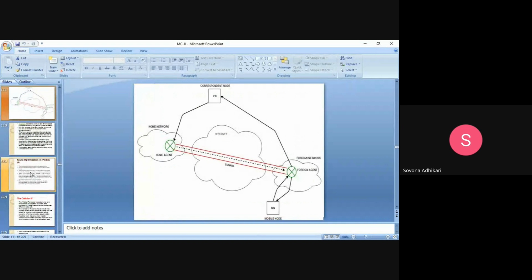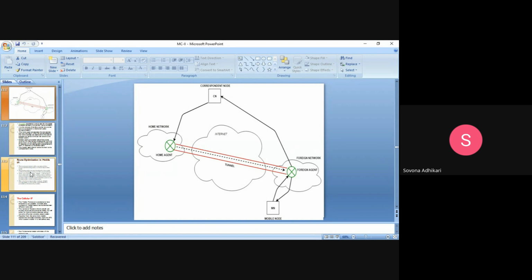This is a clear picture you see. The correspondent node, designated as CN, you see CN at the top of the slide. Now it sends data to the mobile node. You see the mobile node at the bottom of the slide. But the mobile node belongs to the home agent. It is its home network. Now it has moved and enters a foreign network.